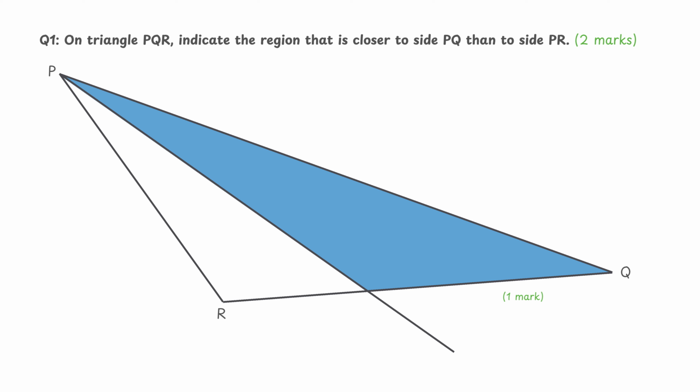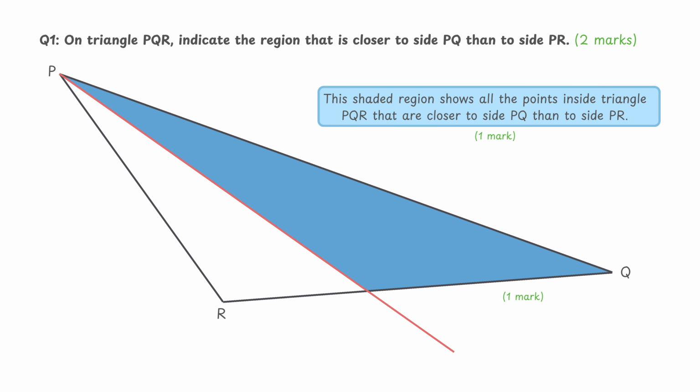So to summarize the thinking behind this, the angle bisector acts like a fair dividing line. On one side, points prefer PQ. On the other side, points prefer PR. And right on the line, they are perfectly balanced. That is how we identify and shade the correct region in this type of locus question.